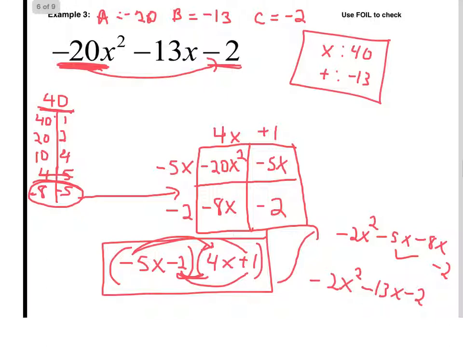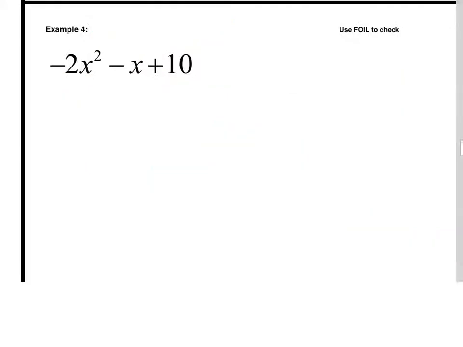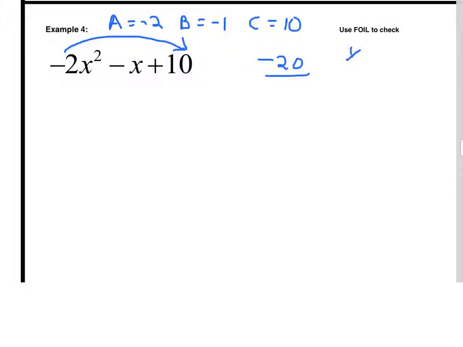Let's try this method one more time. Okay, so here's the problem. Write down your a, b, and c. Alright, so a is negative 2, b is negative 1, and c is 10. Now multiply the a times the c, so negative 2 times 10 gives me negative 20. So I'm looking for numbers that multiply to negative 20, but then add to negative 1.